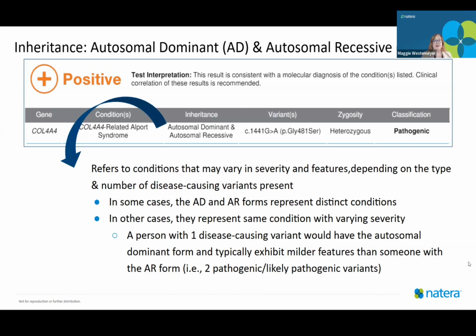So what we know is that for Alport syndrome, right, an individual with a single disease-causing COL4A4 gene variant, for example, would have the autosomal dominant form from a molecular genetic diagnostic perspective. And those folks we'd expect to exhibit milder features than someone with the recessive form where there's two pathogenic or likely pathogenic variants detected, or a combination of a pathogenic and a likely pathogenic variant.